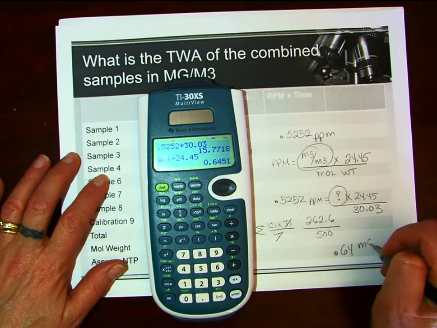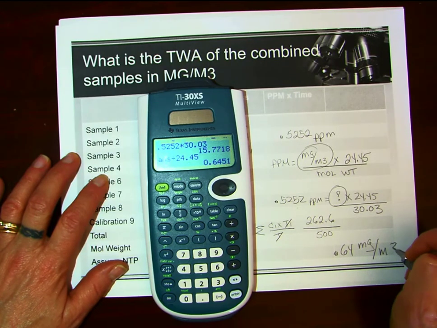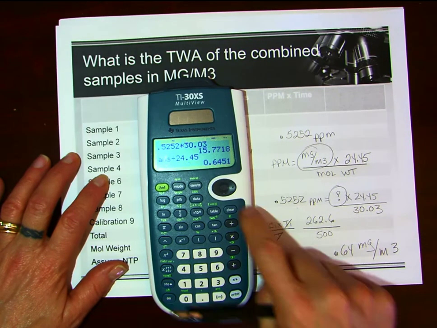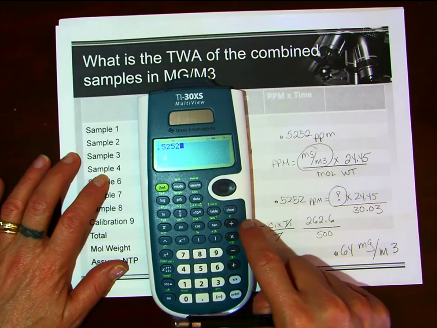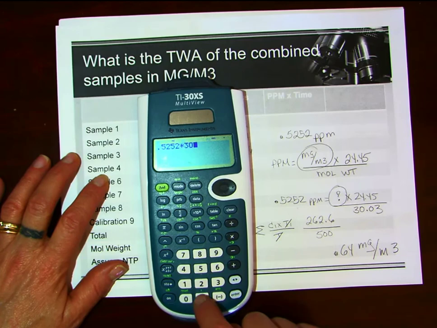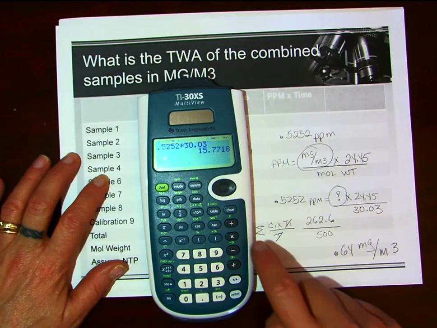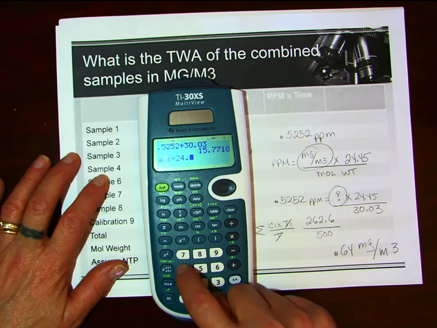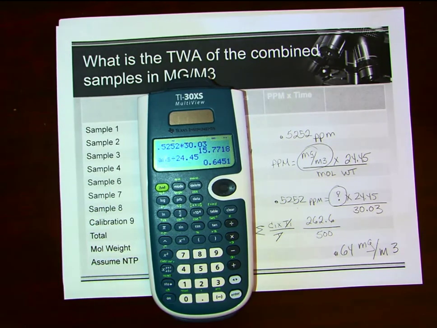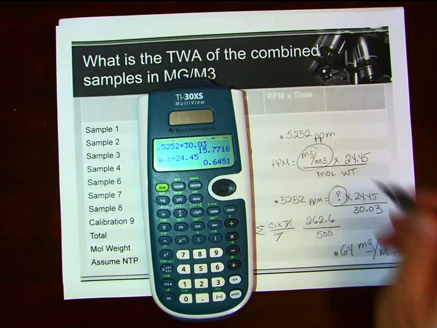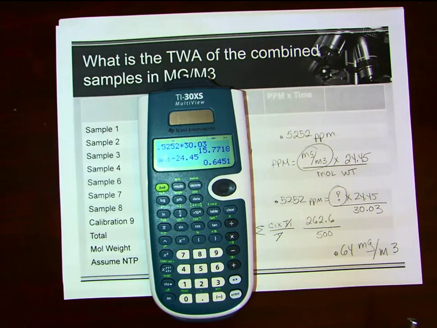.64 milligrams per meters cubed. Okay, had to check that one out. So assuming normal temperature and pressure, we're able to convert from parts per million to milligrams per meters cubed.